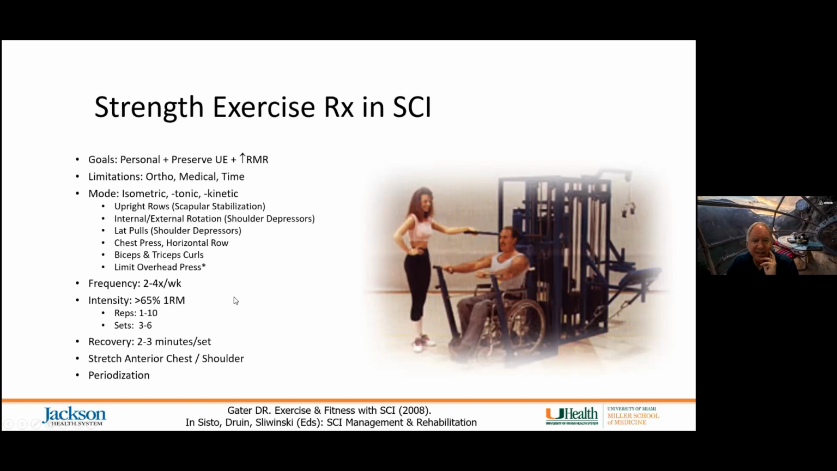So ideally, the intensity as you get these muscles strong enough is more than 65% of a 1 repetition max. And you're going to be doing this 2, maybe 3 times a week. 1 to 10 repetitions, 3 to 6 sets, with recovery being 2 to 3 minutes between each set.